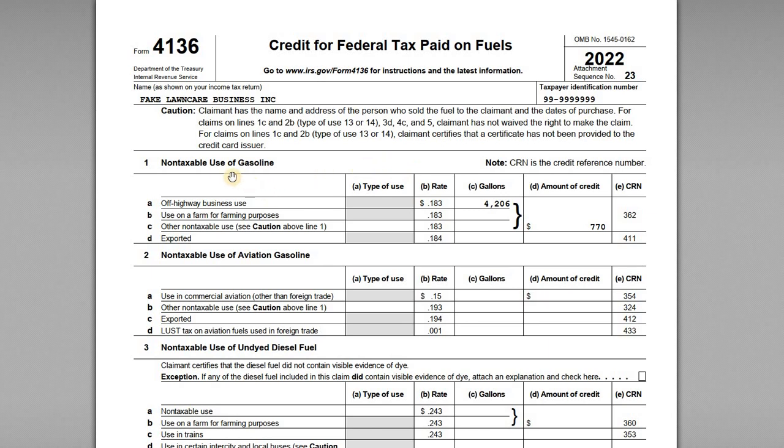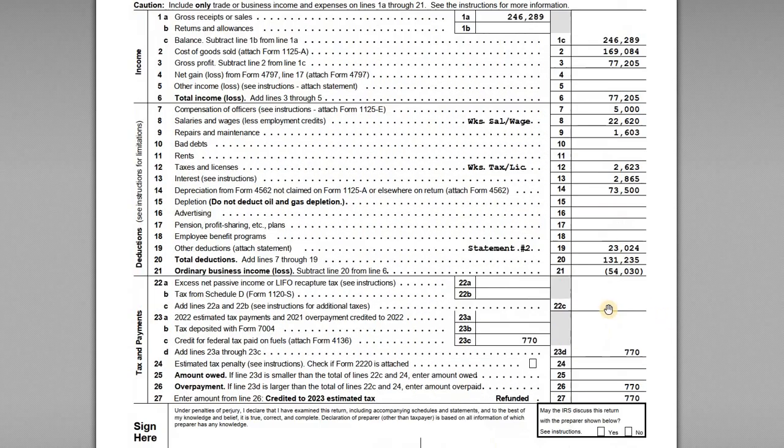Right. So in our case, we have non-taxable use of gasoline. It's off-highway business use. The reimbursement rate for the 2022 year is 0.183 cents per gallon. And so our total gallons provided were 4,206 during the year. So we're going to get a credit of $770. Now, what's really important here to remember, there's a couple of things. First, notice with the S-Corp return, it is actually being refunded at the company level. So a $770 check is going to come our way when this return is filed and completed.